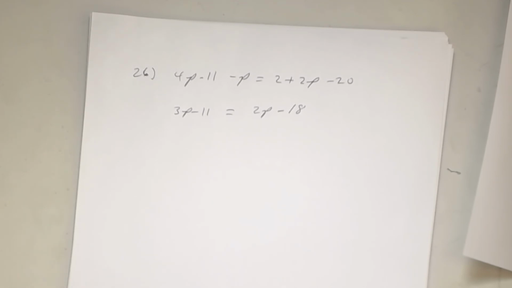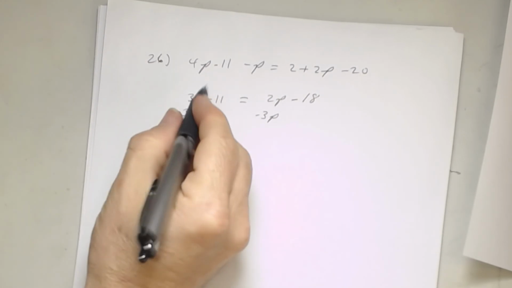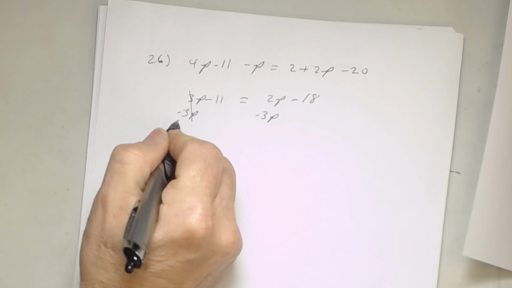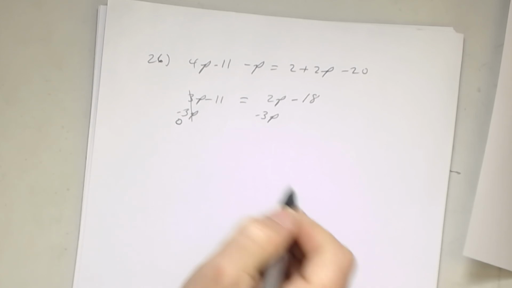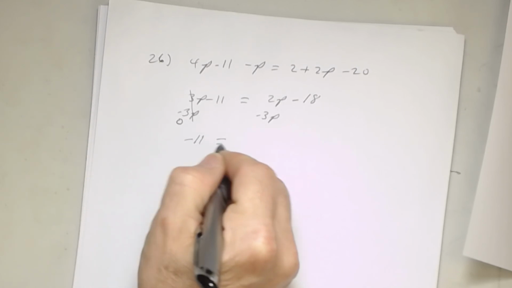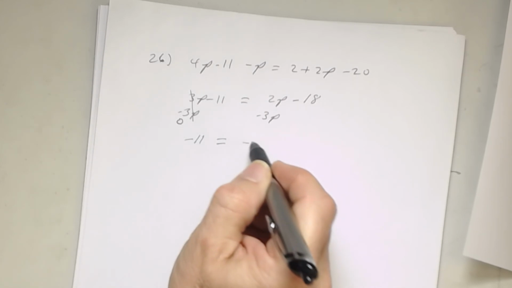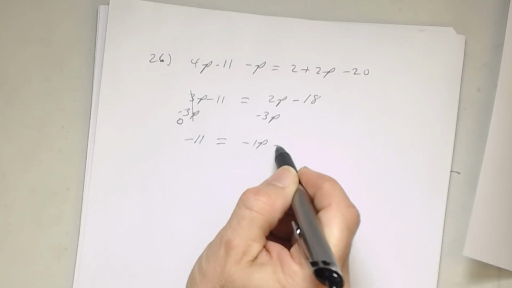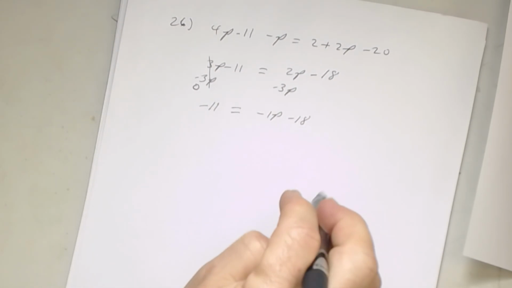Okay, if I bring the variables to the right, I'm going to subtract 3p from both sides, right? 3p and the negative 3p is now 0, right? 0 minus 11 is negative 11. Got to be careful. 2p minus 3p, got to be careful. Negative p or negative 1p, right? Minus 18, y'all agree? Yes. All right, notice how many times y'all could have messed up here if you weren't careful.